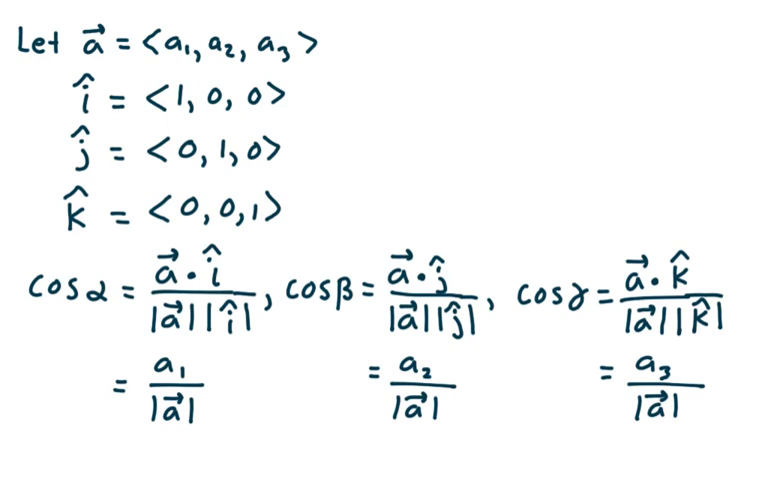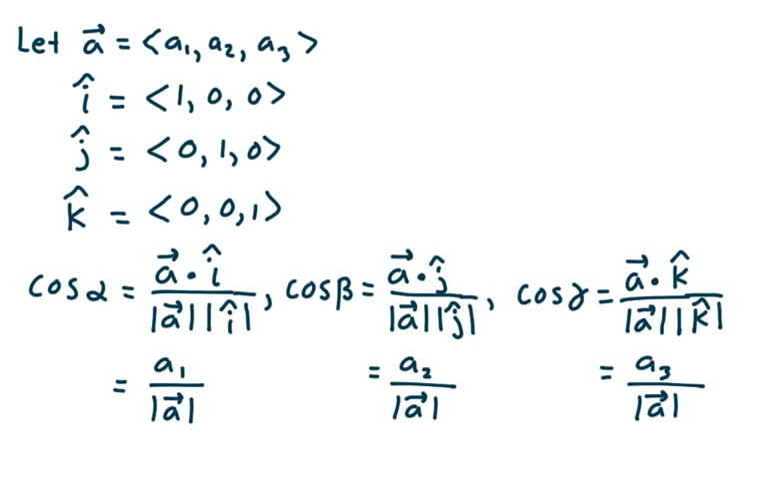And so I do the same thing for cosine beta. Cosine beta is A dot j divided by the magnitude of A times the magnitude of j. But the magnitude of j is 1. And so cosine beta is A sub 2, so you're going to get the second component, divided by the magnitude of A. Okay, and then cosine gamma is A dotted with k divided by the magnitude of A times the magnitude of k. But the magnitude of k is 1. And so cosine gamma is A sub 3 divided by the magnitude of A.